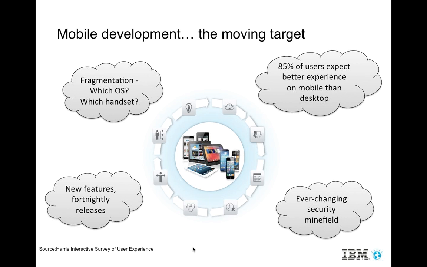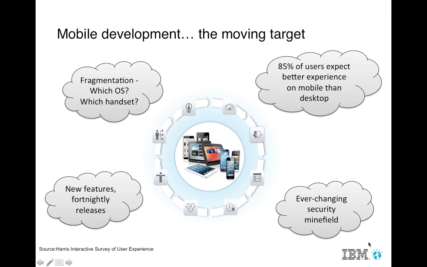And into that world, we have the expectation, you see at the top right, where 85% of users are expecting a better experience on mobile than they are on their desktop, which is far more powerful, which is interesting. So the whole expectation of simplicity and rich engagement is very, very much higher on the mobile device.